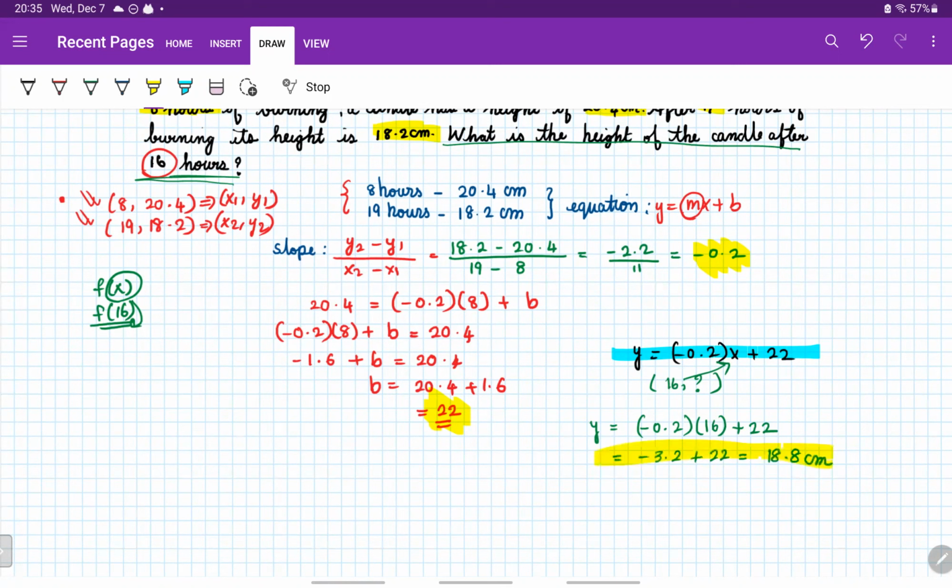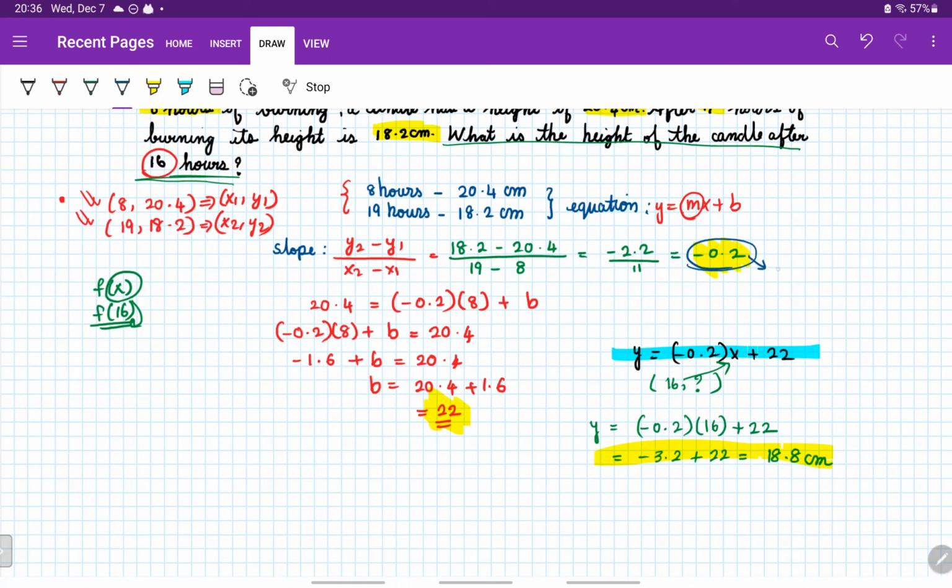So our final answer is 18.8 centimeters. That is the height of the candle after 16 hours. Now, to understand more what is happening in this question, for every hour, the height of the candle that's reducing is 0.2. That is what this negative 0.2 represents.